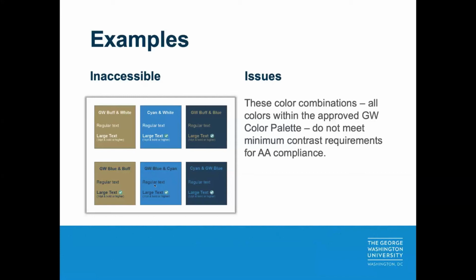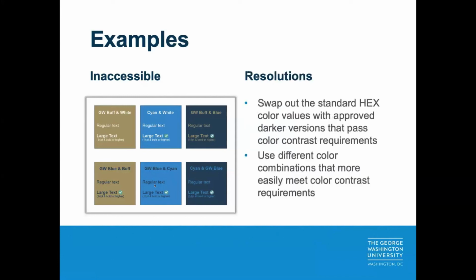These color combinations wouldn't pass. So what could you do to resolve that issue? You could swap out the standard hex color value. For digital content creation, the colors are defined by what's called the hex color value, and I'll show you what those look like in a few moments. But you can swap them out with approved darker versions that will pass the color contrast requirements. So for instance, we have slightly different variations of each one of these colors that we know will pass accessibility for a given use case, and we swap them out as necessary.